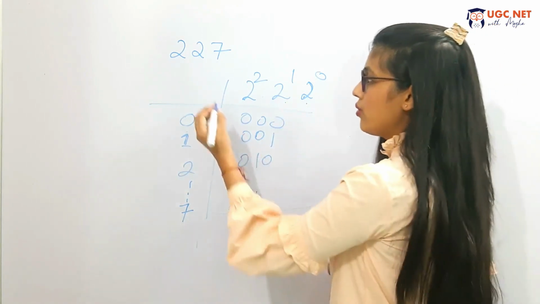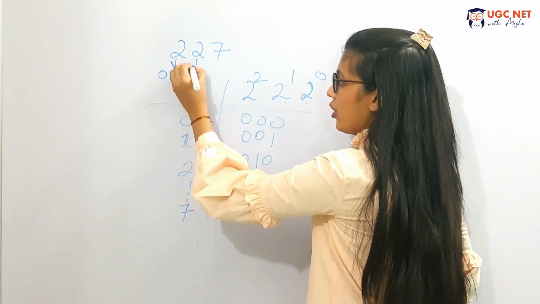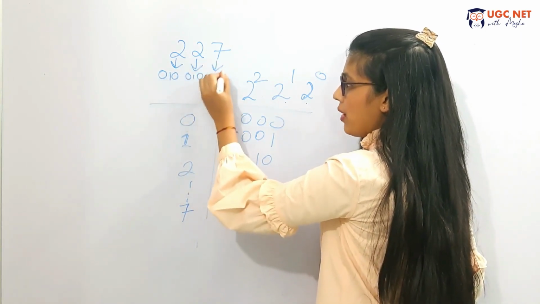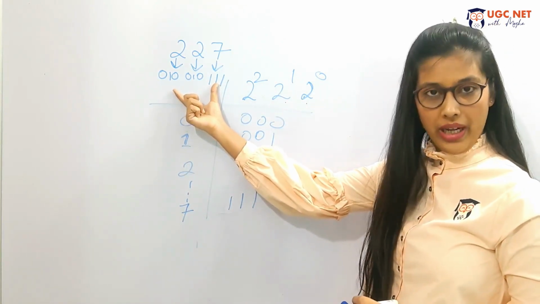So all the digits would be assigned the value 1 because we are using all the powers. Now for 2 the binary conversion is 0, 1, 0. For this 2 also 0, 1, 0. Again for 7 it would be 1, 1, 1. So this is the binary conversion for the number 227.